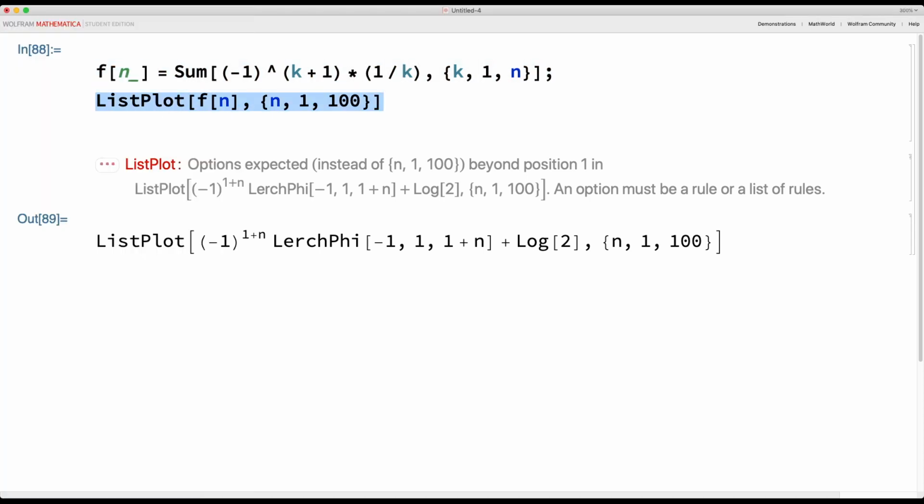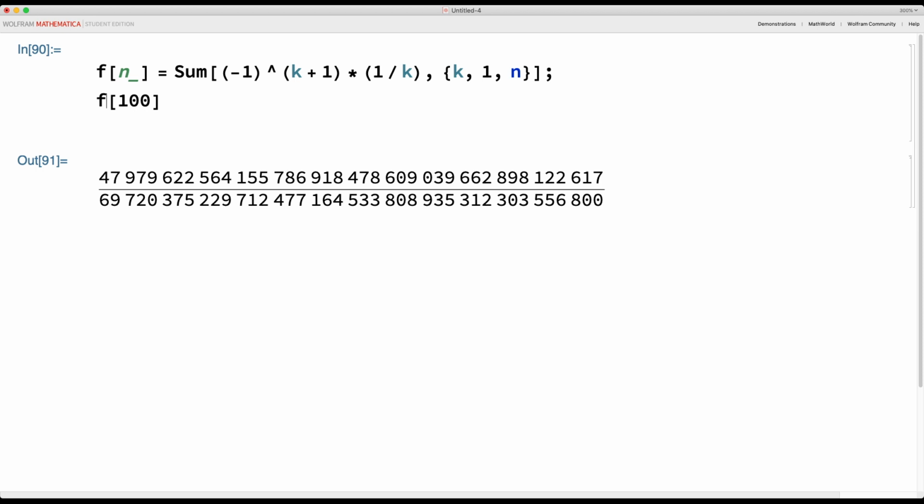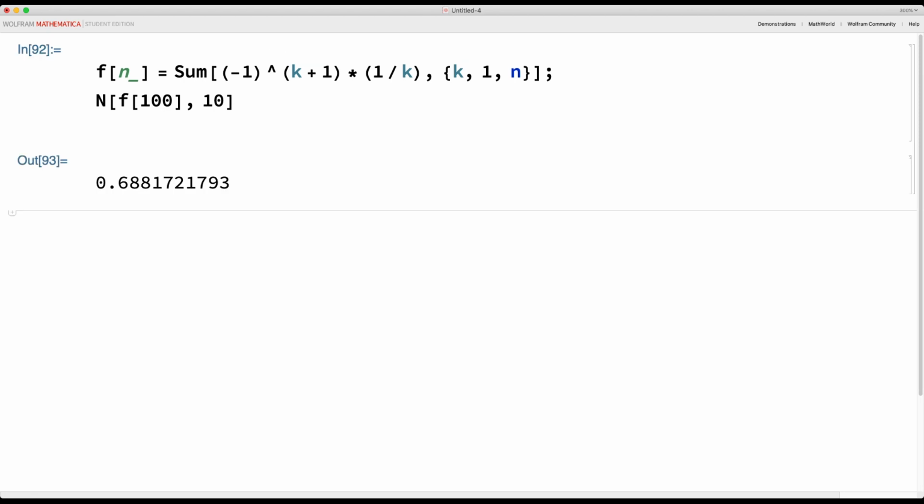But the point I wanted to go for here is, what happens if I look at f of 100? Well, that's some horrible fraction. I don't know what that is. But let me look at a numeric approximation of it to 10 decimal places.